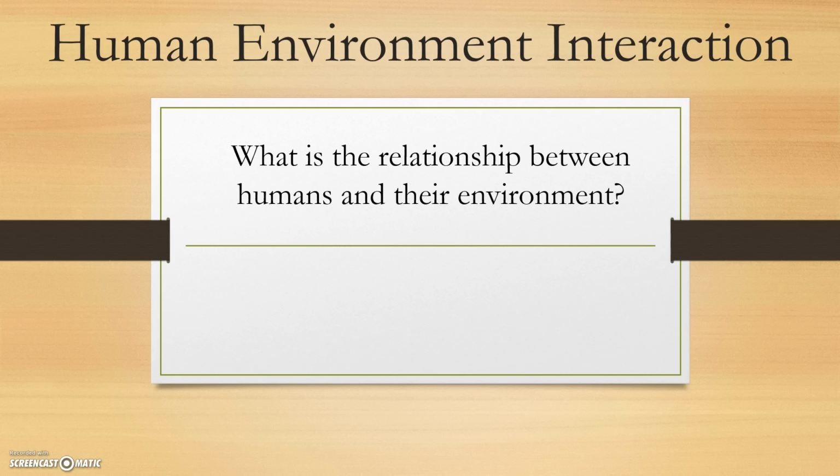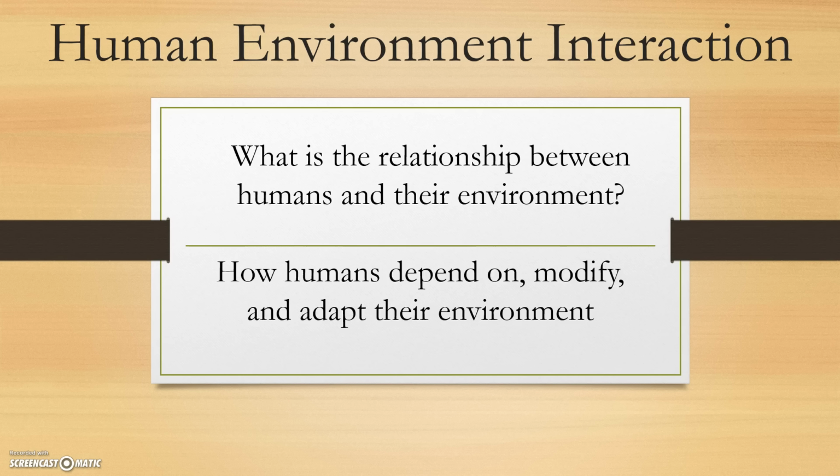And the basic question for this is, what is the relationship between humans and their environment? So there's really 3 things we take into account when discussing this. How do humans depend upon the environment? So in other words, what do they need from the environment around them to survive? How do humans modify the environment, which means what changes do they make to the environment? And then how do they adapt to their environments? In other words, what changes do they make for themselves?